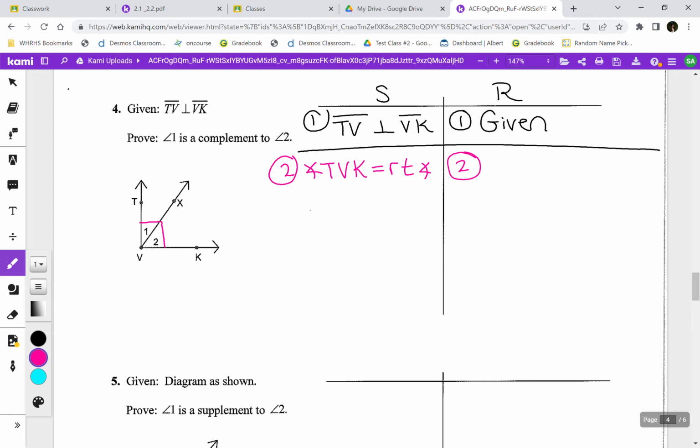Who thinks they know the reason for this? Bridget? Excellent. It's def of perpendicular. So you can use the symbol if you want. Def of, and then that upside down capital letter T.